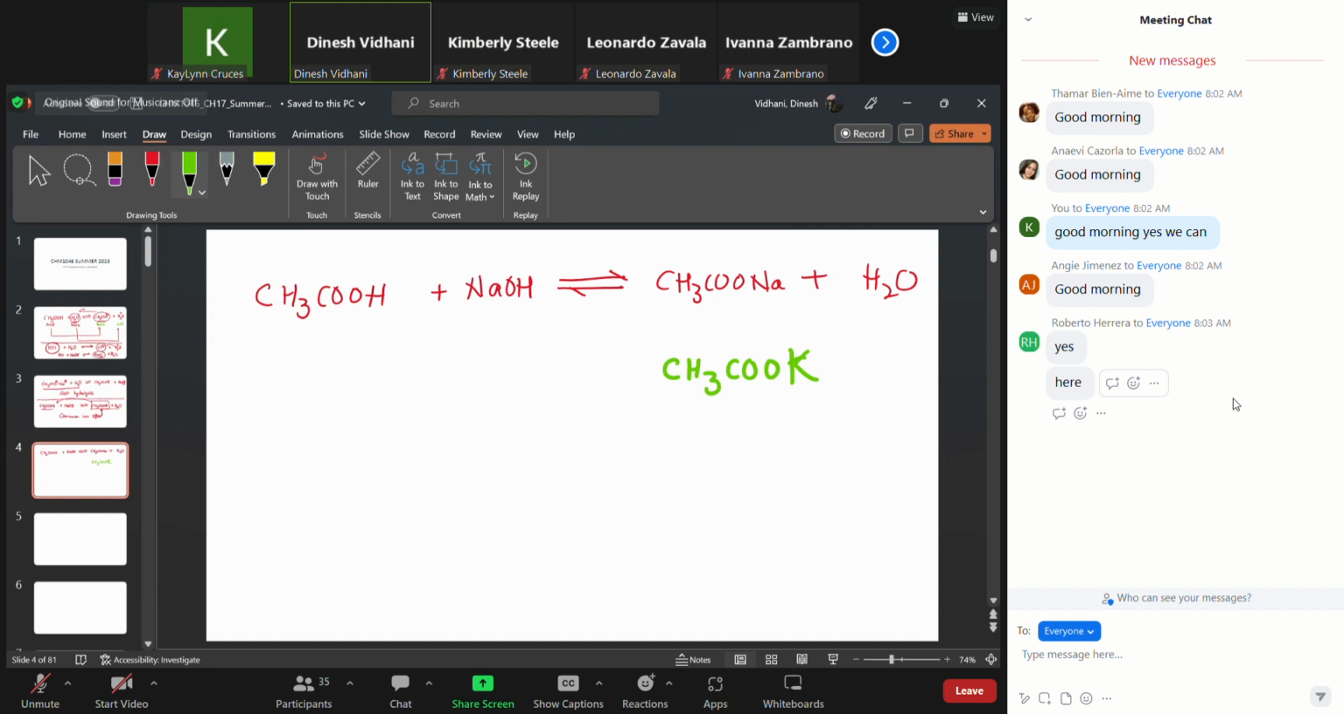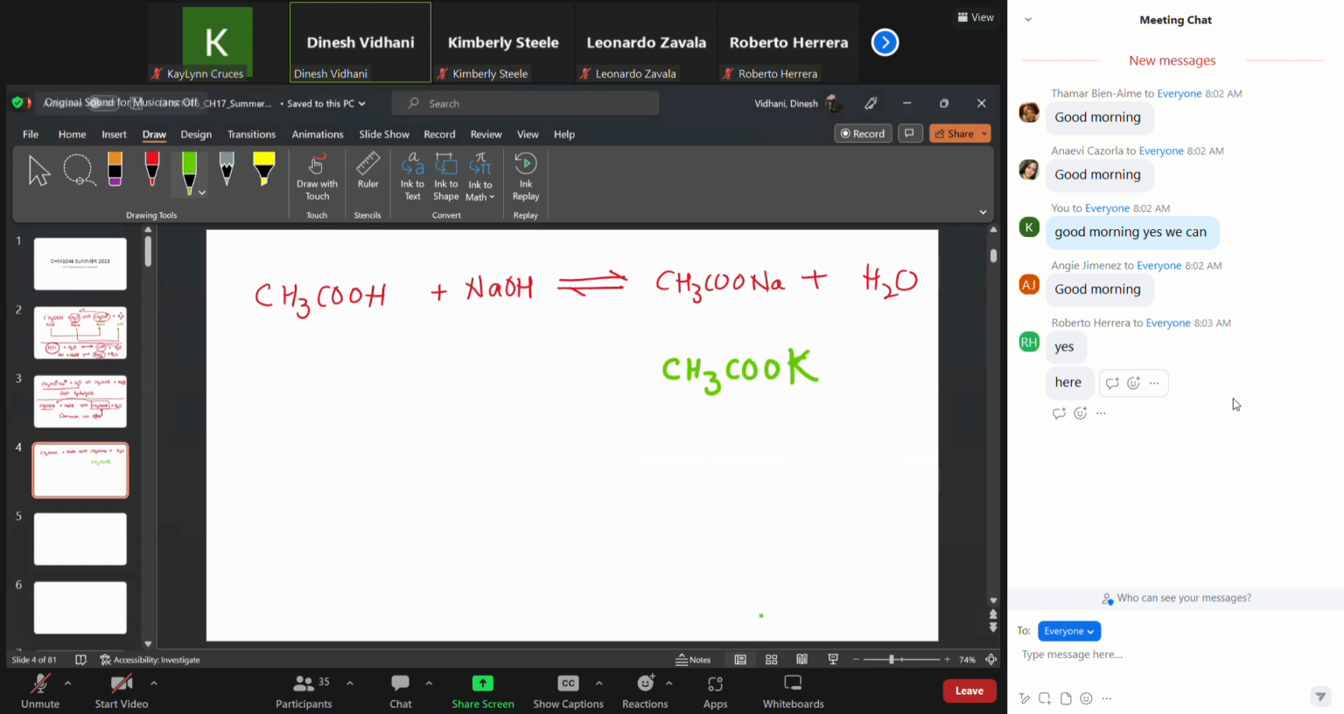Think about it. Any guess? Will it form more acid and another base? Okay, that's true. Very good.